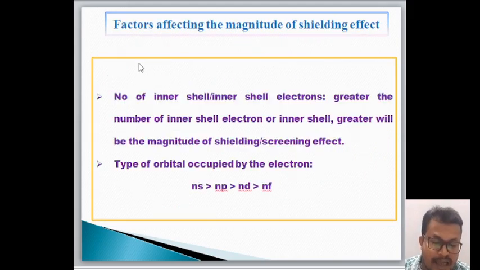Next is the type of orbital occupied by the electron. An electron may occupy an s orbital, p orbital, d orbital, or f orbital. If that particular electron occupies an s orbital, then the shielding effect will be more. If it occupies a p orbital, then the shielding effect will be more as compared to d and f orbitals.